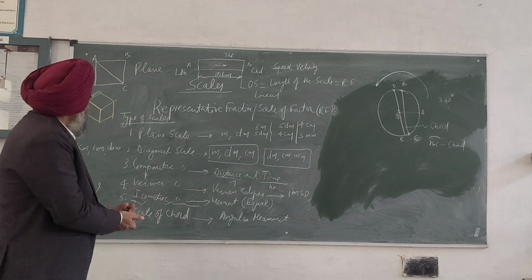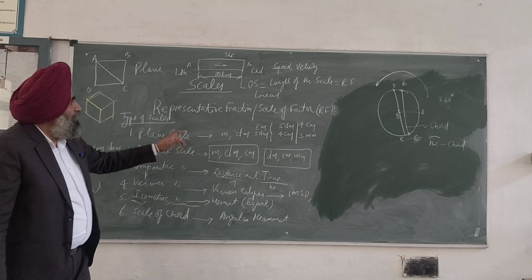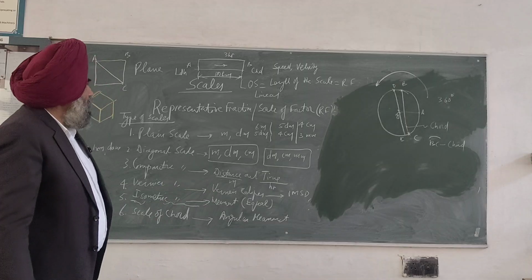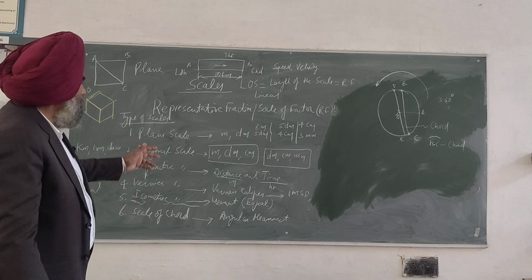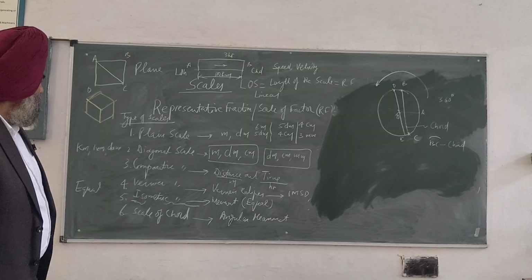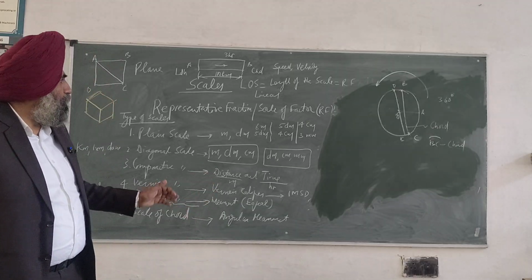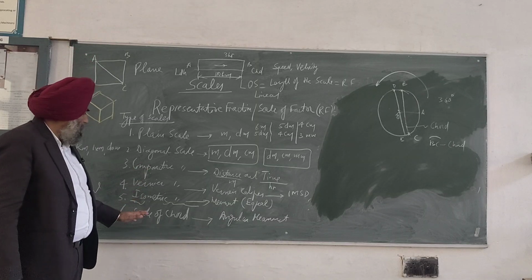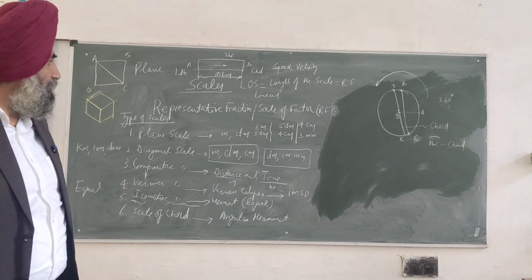So what we discussed: for plane scale, diagonal scale, comparative scale, vernier scale, isometric scale, we are going to measure linear measurement more or less. For scale of chord, we are going to measure angular measurement. I started with the representative fraction or scale factor, then we went to the length of the scale. After that, we discussed the different types of scale, and a brief introduction about all the scales has been given here. If you have any question, you may ask me. Otherwise, we will discuss plane scale, diagonal scale, comparative, vernier, isometric scale, and the scale of chord in subsequent classes in detail. Thank you very much.